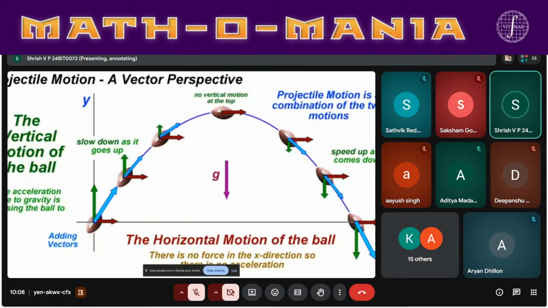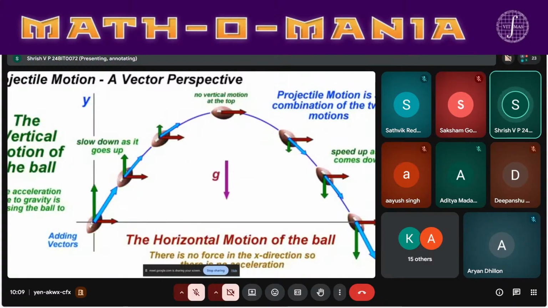So this diagram illustrates what we have discussed before. Let us try to resolve the velocity of the projectile into horizontal and vertical components. First, we'll focus on the horizontal component. Here we can see that throughout the entire trajectory, the horizontal component remains the same. That is, the length of the horizontal component is always the same and it always points in the same direction, which tells us it is constant throughout the motion.